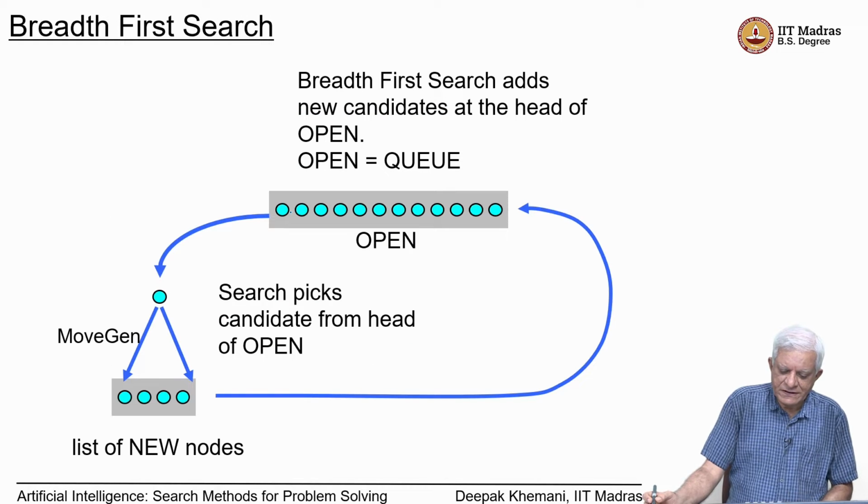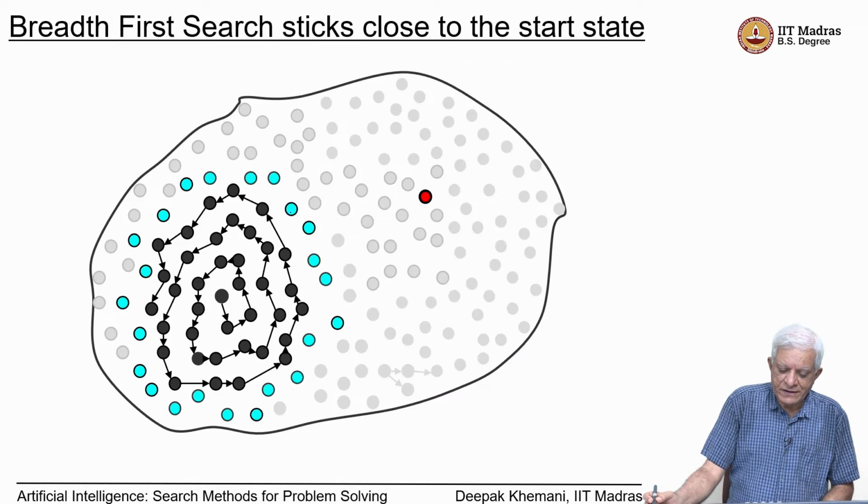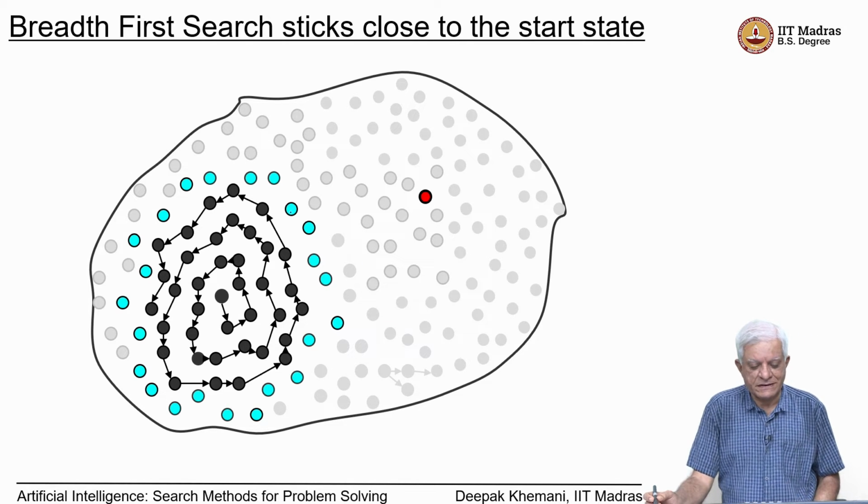The other algorithm we looked at was breadth first search, in which the new nodes are added to the tail of open, making it behave like a queue. The consequent behavior of search was that it stuck as close to the source as possible, and we saw that this also resulted in the fact that it would always find the shortest path whenever it found a path.